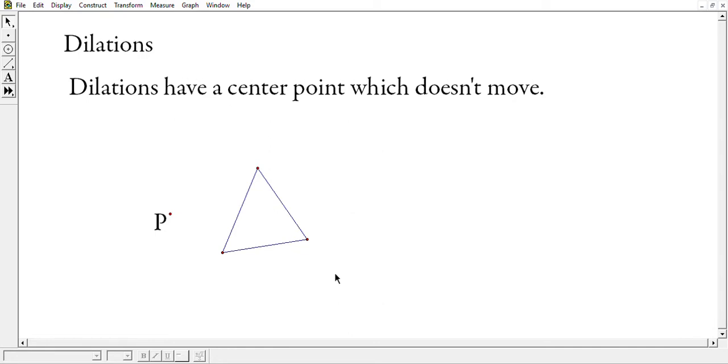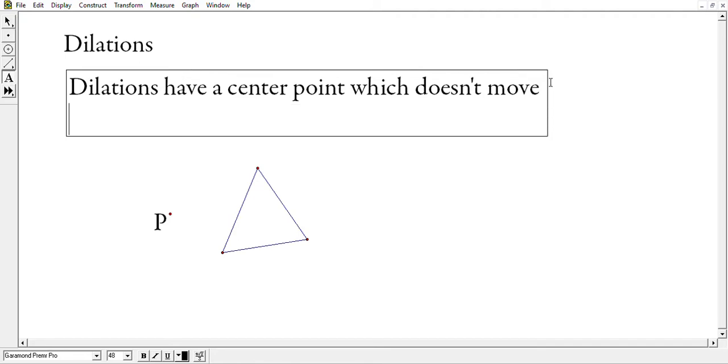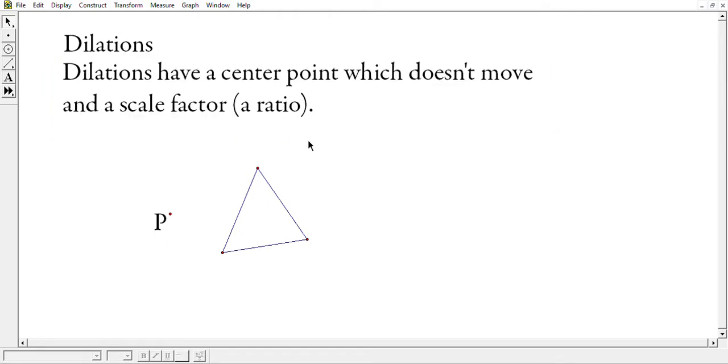So let me show you what it looks like exactly and what's going on, and then we'll do it by hand and show you how it works by hand. These are kind of tricky. So to dilate something, in addition to having a central point, you need a scale factor, which is a ratio, which shows you by what factor your figure is going to be getting larger or smaller. So let me show you in Sketchpad how it works.